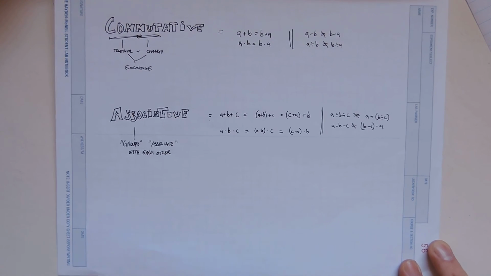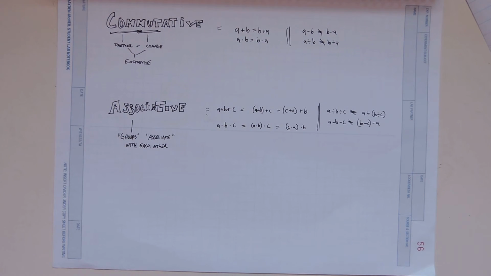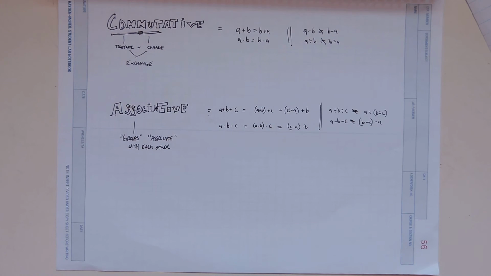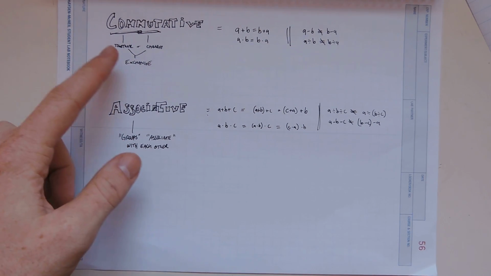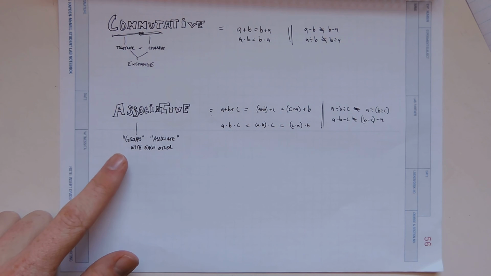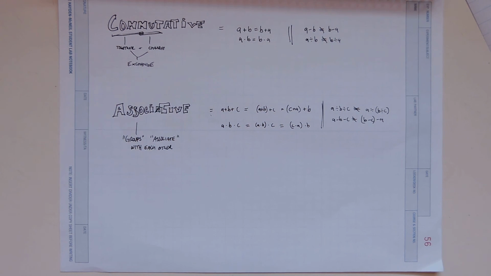And so in summary, the commutative law for addition and multiplication is just that we can rearrange them in any order. And then the associative law states that we can group them in any order like this, and they will come out with the same answer. And here's how we're going to remember it. Commutative, we're going to think of it as meaning exchange, and associative means groups that associate with each other.